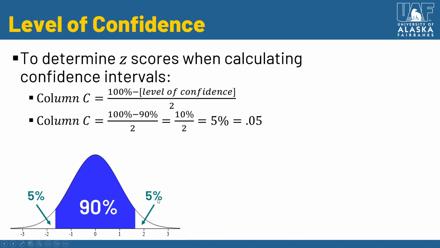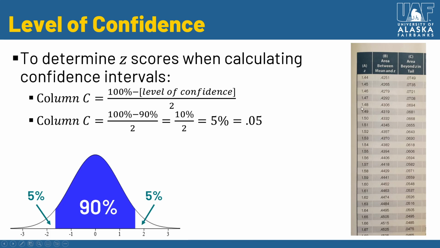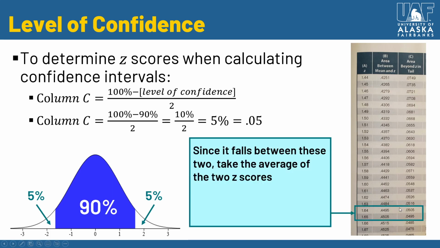is 10%, right? Again, that's what's left outside of the 90%. Divide that by 2, that's 5% or 0.05, right? And so that's representing this. And so that's what we need to look up in the Z table, right? And so if we do that here, we see that 0.05 in column C falls between these two.